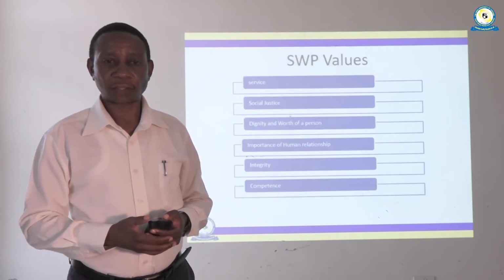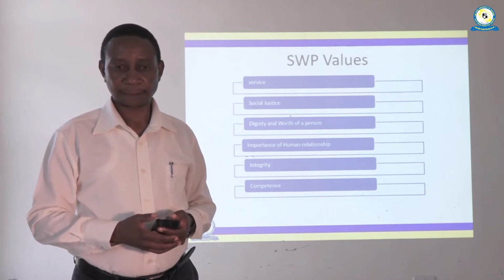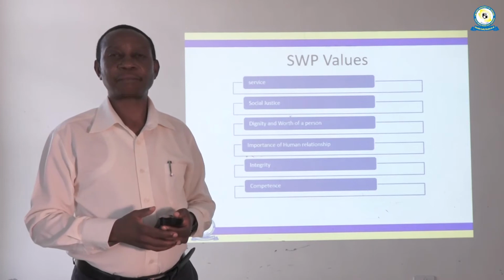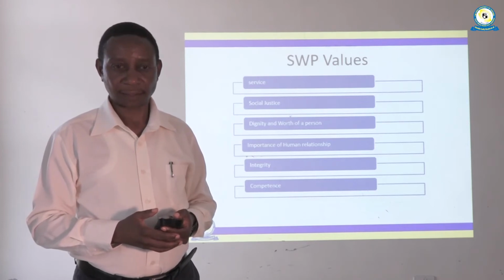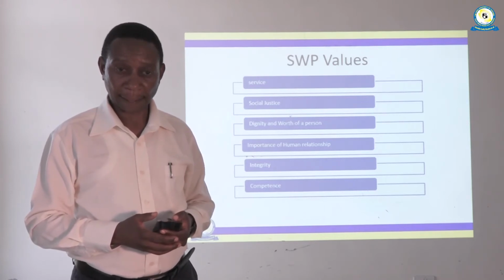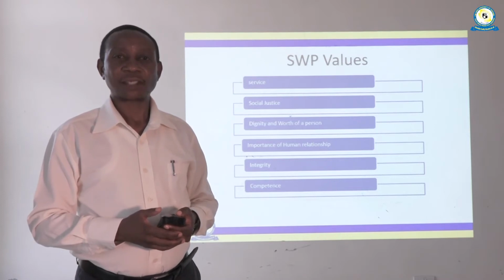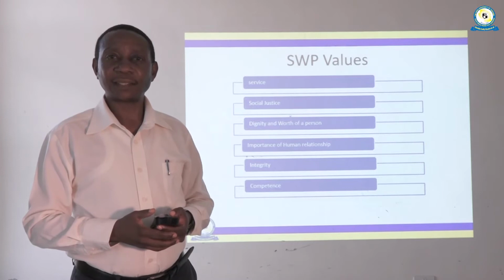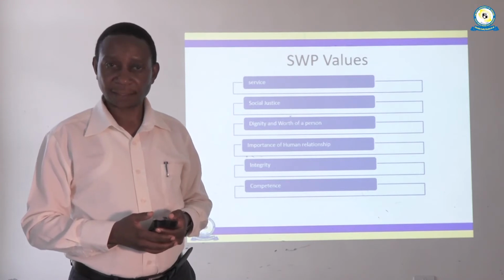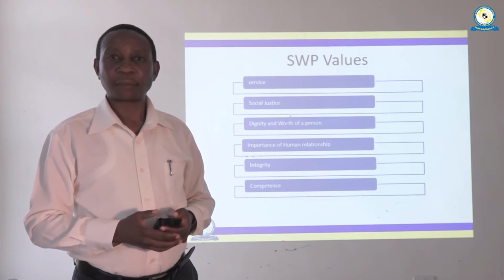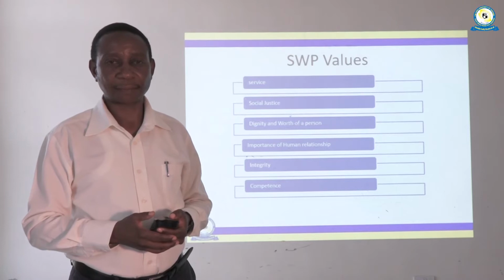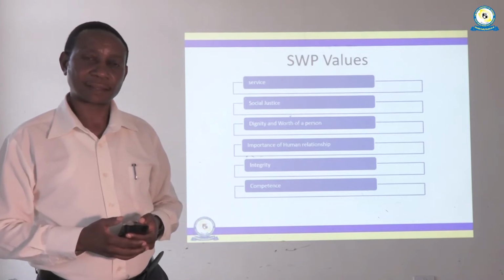Let's also look into the social work professional values. There are six professional values, which are service, social justice, dignity and worth of a person, importance of human relationship, integrity, and competence. When we say service, what do we mean?